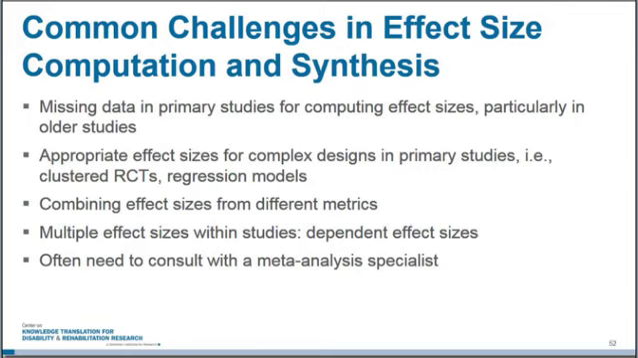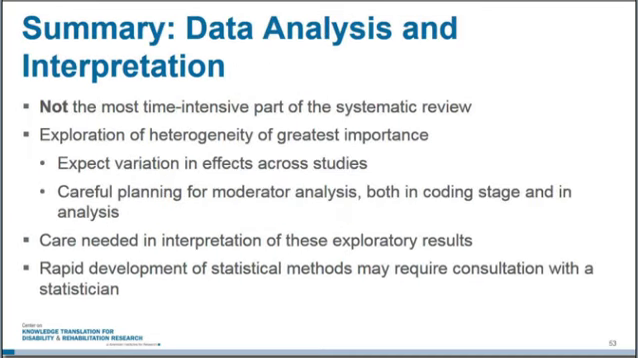Another common problem is that there are multiple effect sizes presented within studies. I have never seen a primary study that only gave you one outcome. There are usually multiple outcomes. This leads to a problem with dependent effect sizes. This is a common challenge as well in meta-analysis. So you might have to consult with a meta-analysis specialist when you run into some of these issues.